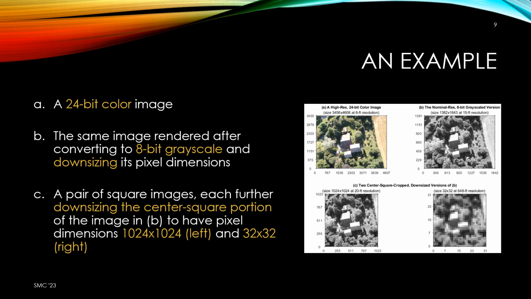Now, this is an example that we have used. Initially, we start off with this high resolution image that is part of this cropland dataset. As you can see in this example on the right hand side, this image has a size of 3456 by 4608 at 6 feet resolution. So this is a 24-bit color image. First, we make it an 8-bit grayscale image and also downsize it to a lower resolution version. That's what we have done in picture B that you can see there. Next, the pair of square images that you see at the bottom are at either 1024 by 1024 resolution or 32 by 32 resolution and have been used for further testing.